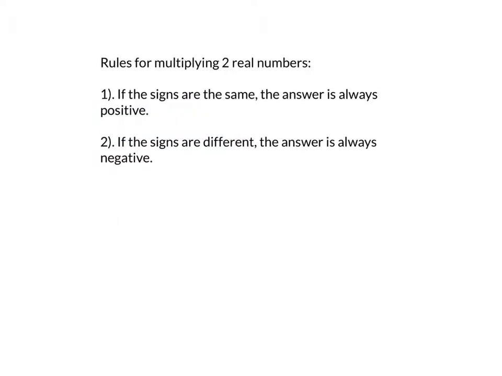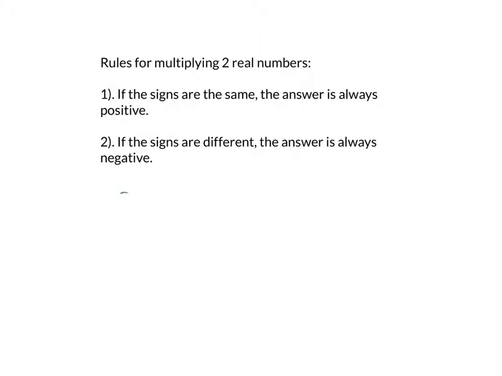We can put these ideas then into two different rules for multiplying two real numbers. First of all, if the signs are the same, the answer is always positive. And the second rule, if the signs are different, the answer is always negative. Remember, these rules work if you are multiplying two real numbers.